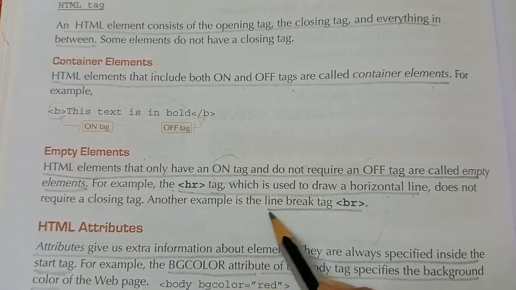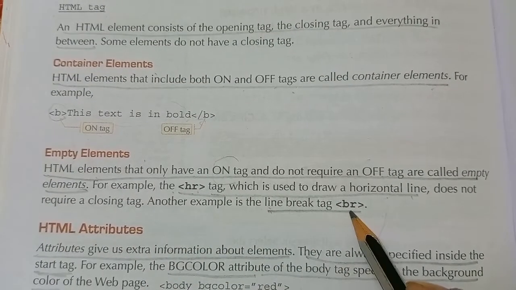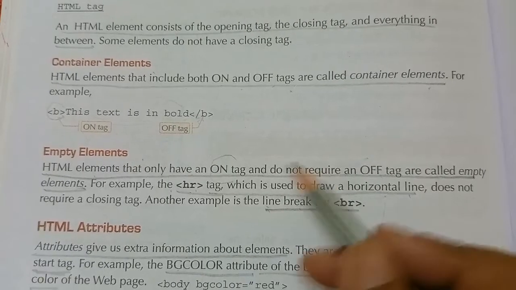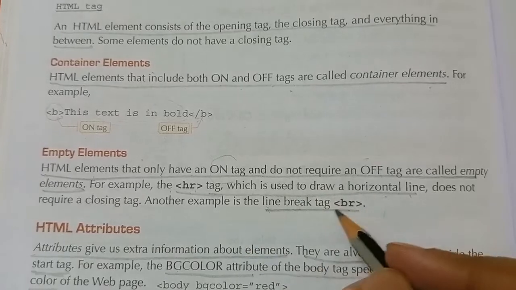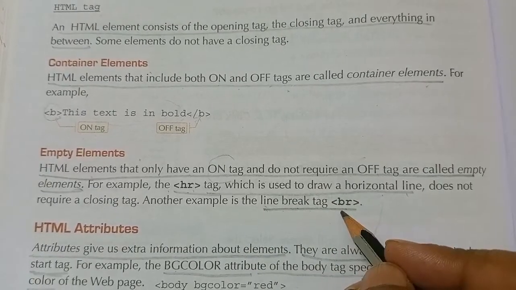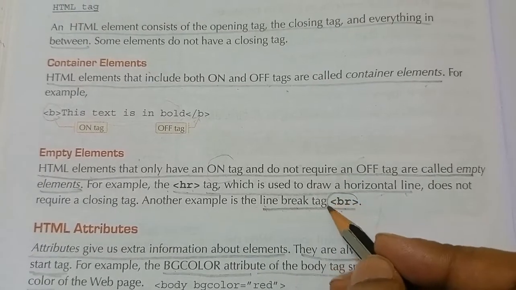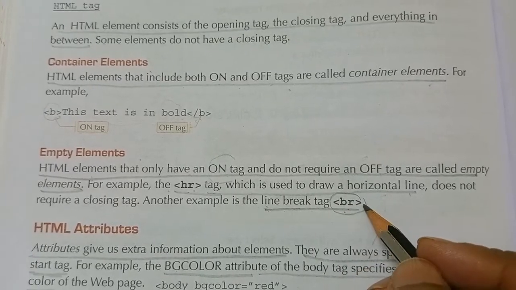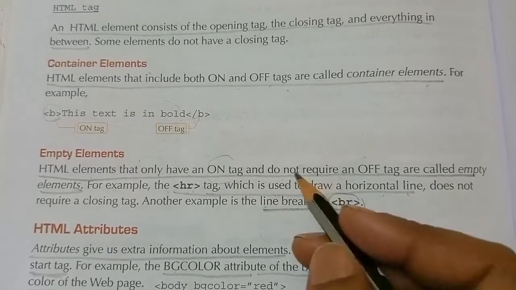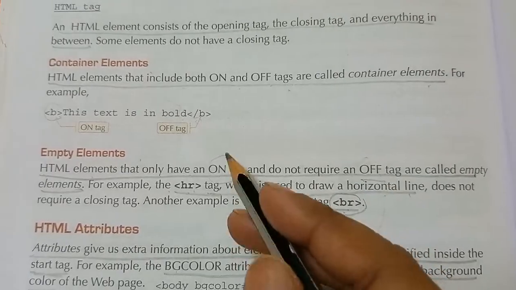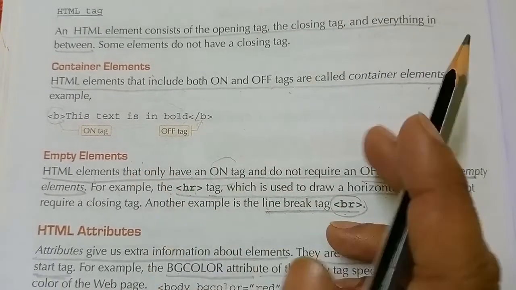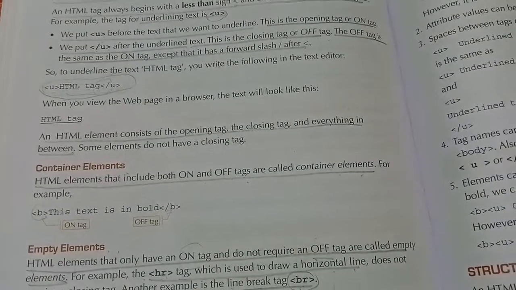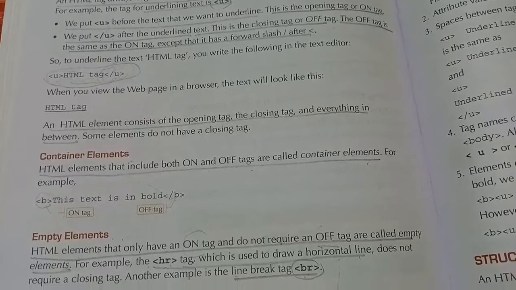See. Another example is line break. If you are writing a sentence and you want to go to the next line, then you have to use this line break tag. The line break tag is BR, and it also does not have any off tag, only an on tag. So any element which has only an on tag is called an empty element. Now understood? So these are all about the elements and tags. Very important while writing the coding.